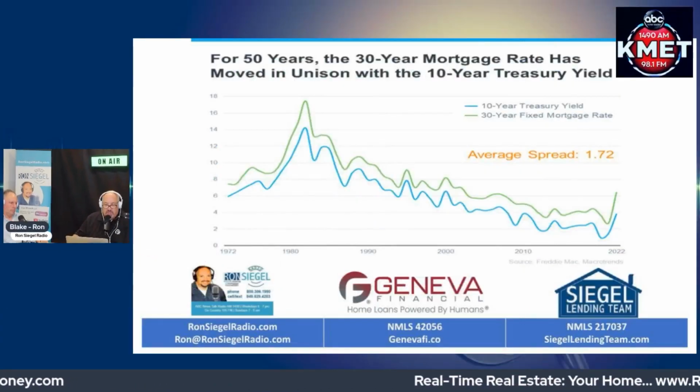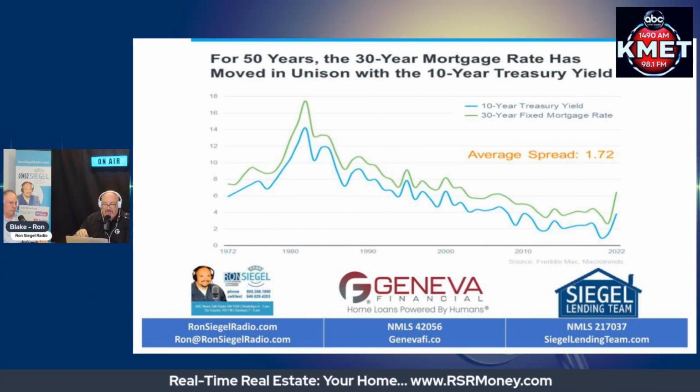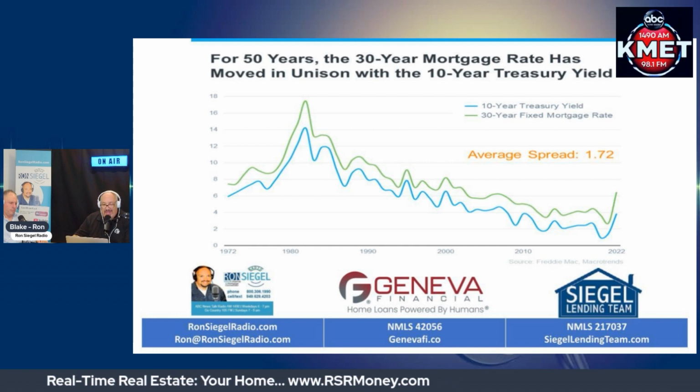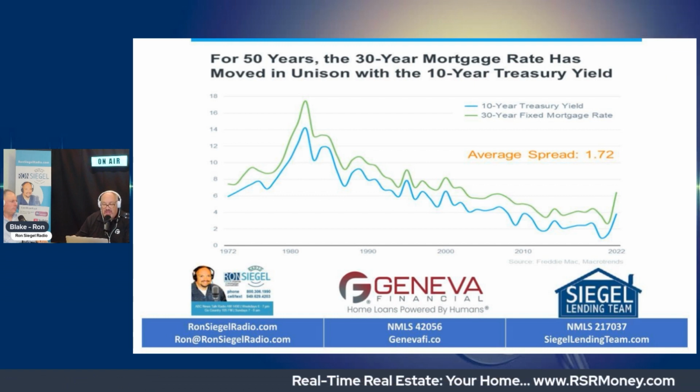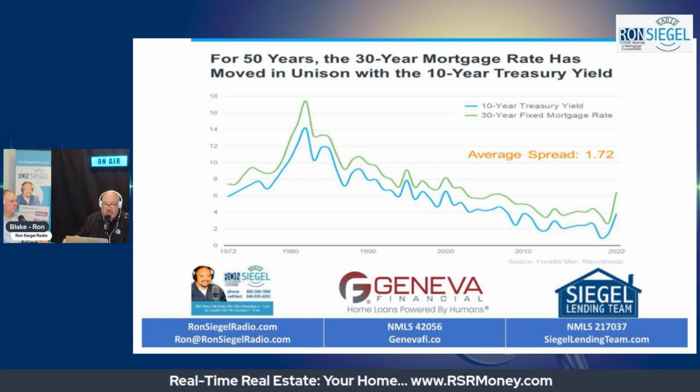Here's a graph we're showing you, if you're watching us on ronsiegelradio.tv, any of our socials, or the ABC News and Talk AM 1490 video feed. We've got a graph that gives you a good indicator of what will happen with rates and the relationship as far as the 30-year and the 10-year Treasury. On the graph, you're seeing Freddie Mac started keeping mortgage rate records in 1972.